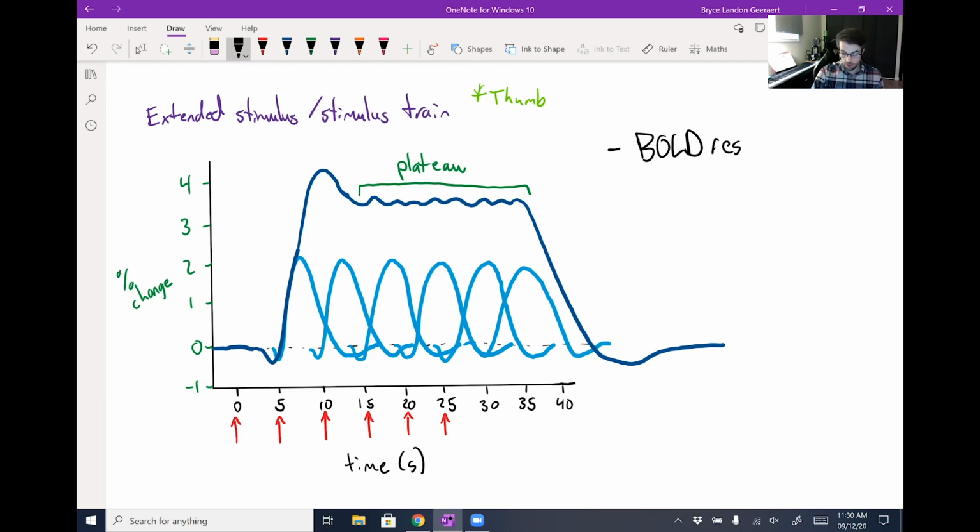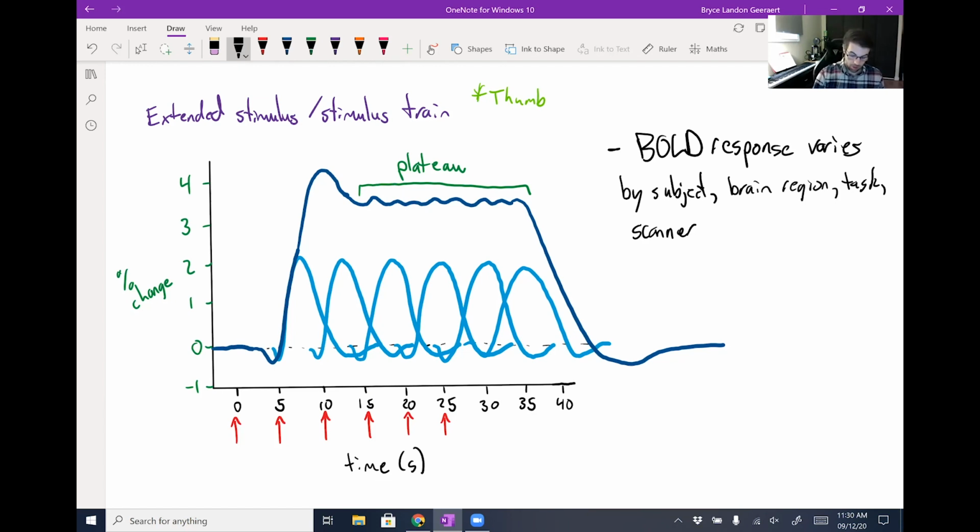So the BOLD response varies by subject, brain region, maybe even task or scanner, those more study design kind of issues. So it's worth keeping that in mind.